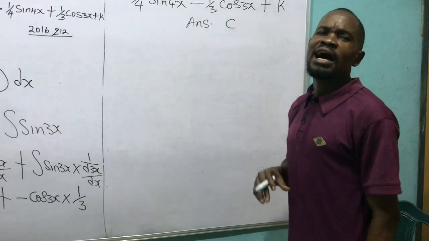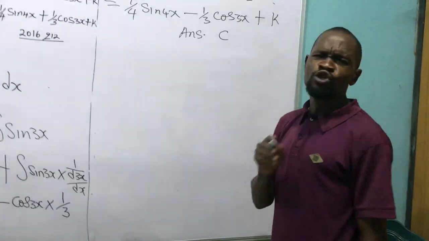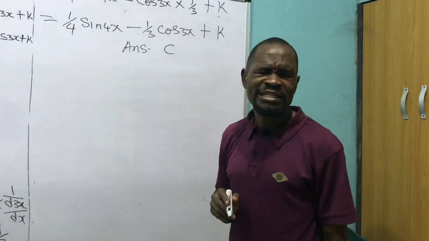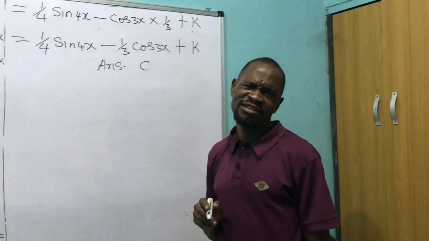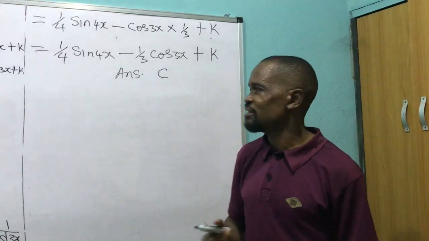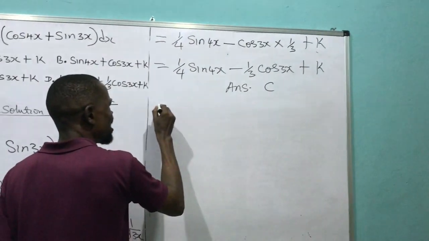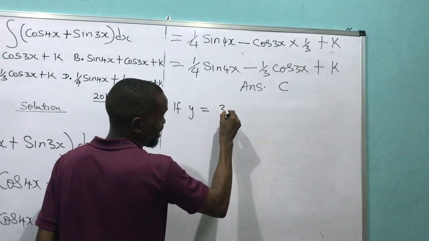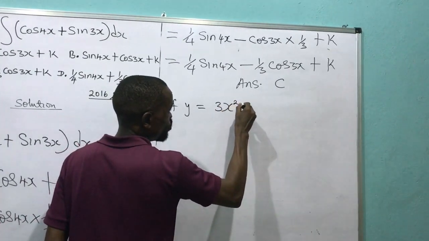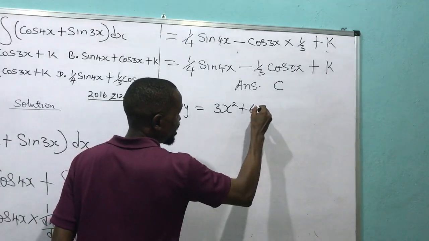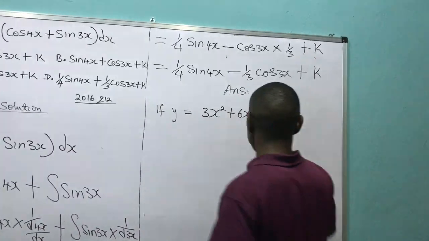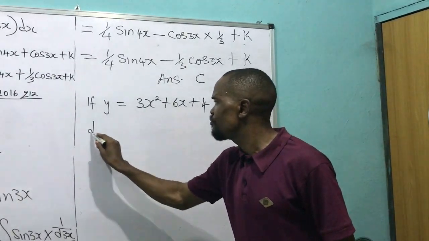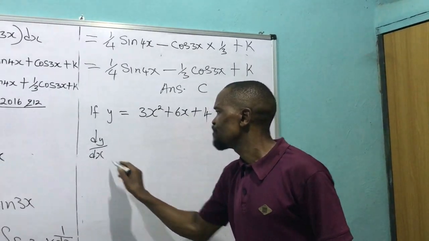Are you getting what I'm saying? I told you that I'm going to tell you why we put constant in our integration. That constant is necessary in integration. Look at it. For instance, let's say we have y is equal to 3x raised to power 2 plus 6x plus 4. Are you following me? And we are asked to differentiate this with respect to x.